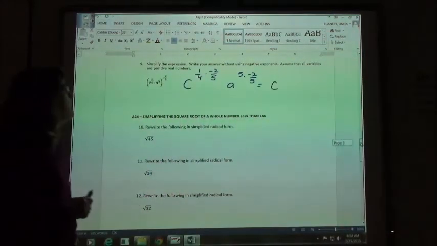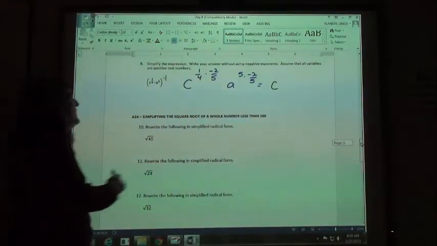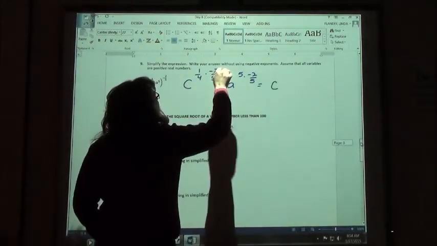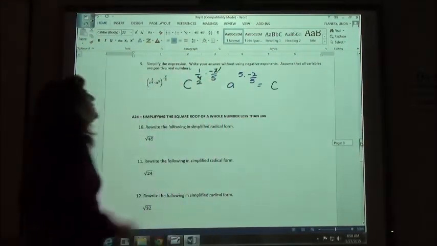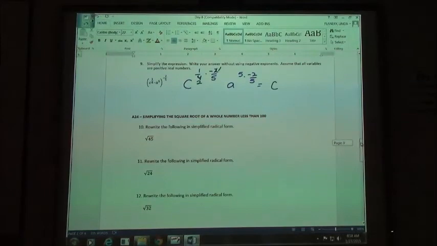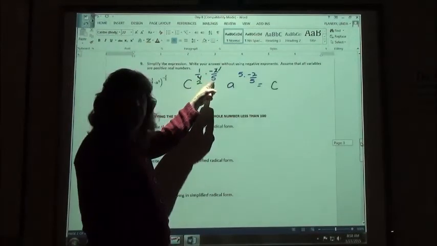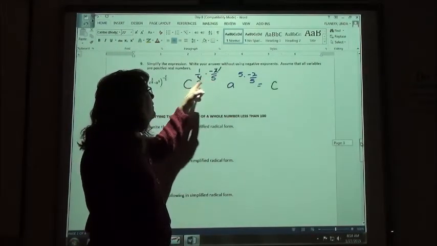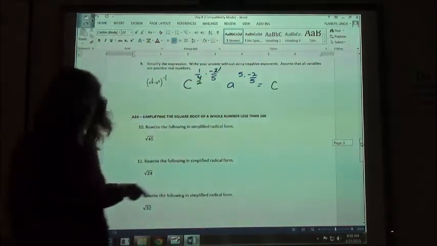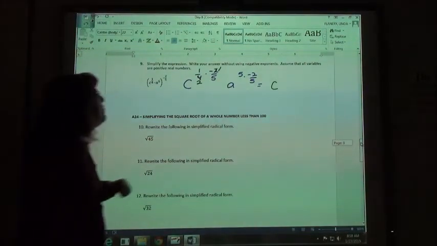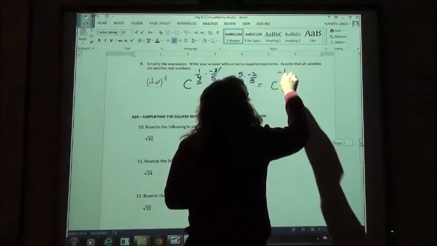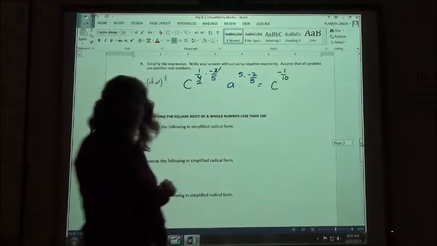Are you going to cancel out your 2's? I would, yes. I'm going to reduce it down, make that 1 and make that a 2. So I'm going to get a half, because I still have this 5 here, right? I can cancel that out. 1/10 then. Negative 1/10. c to the negative 1/10.